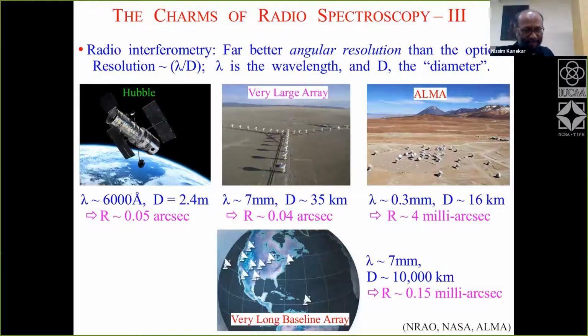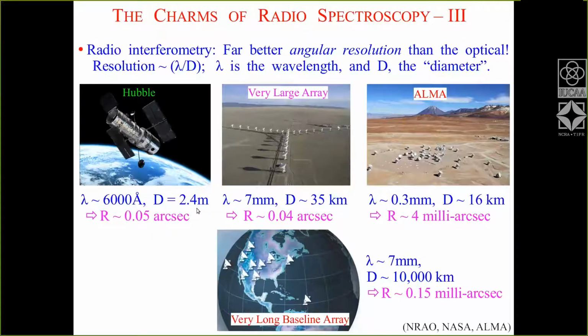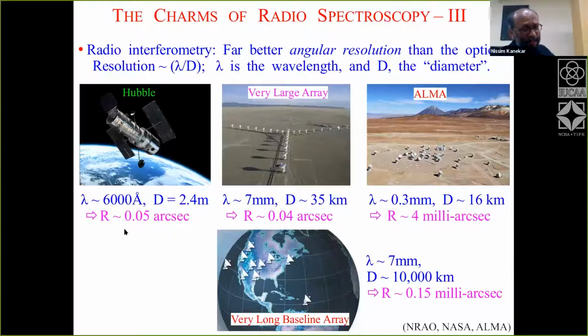But to do a comparison between the optical and the radio, the best telescope in the world in the optical is the Hubble Space Telescope. It's sitting above the atmosphere. A typical wavelength of the Hubble Space Telescope is 6,000 angstroms, and the HST is 2.4 meters in diameter. That gives you an angular resolution of about 0.05 arc seconds, 50 milliarcseconds, which is fantastic. From the ground, you would get 0.5 arc seconds. It is a factor of 10 better than the ground. And that's great.